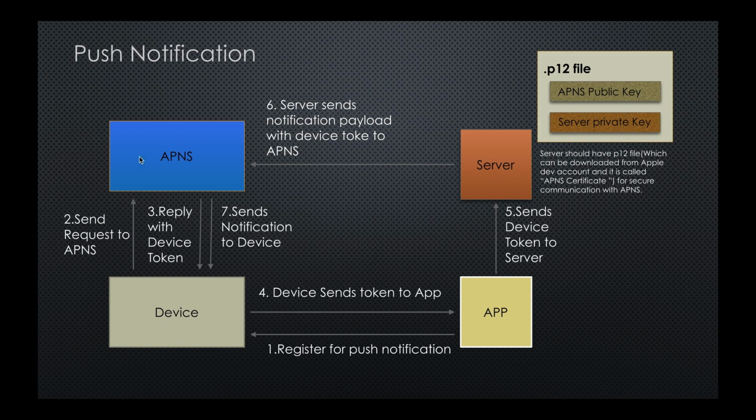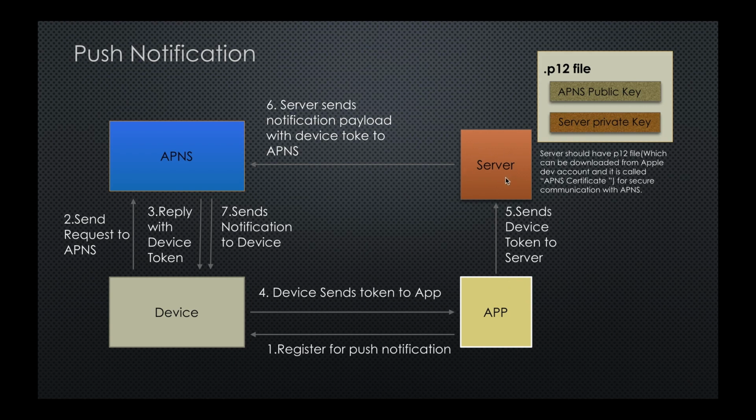Then it sends the request to APNS server. APNS server is Apple Push Notification Server. It will take the request from the device, and then it will reply to your device with the device token. So once the device has the device token, which is the third step, in the fourth step, it sends the device token to your app. Now the app has the device token.